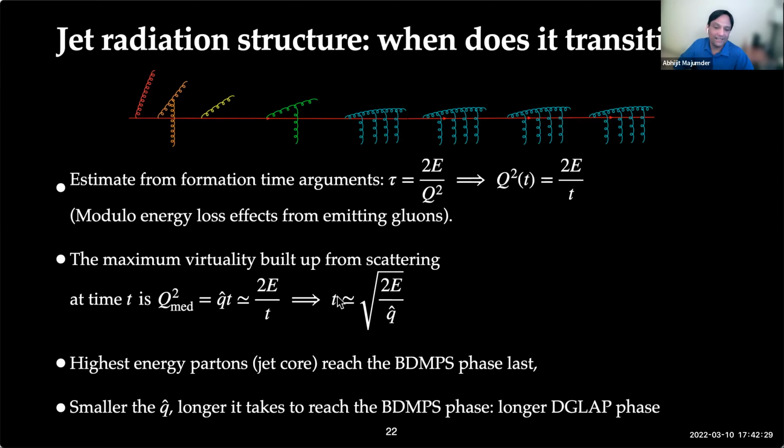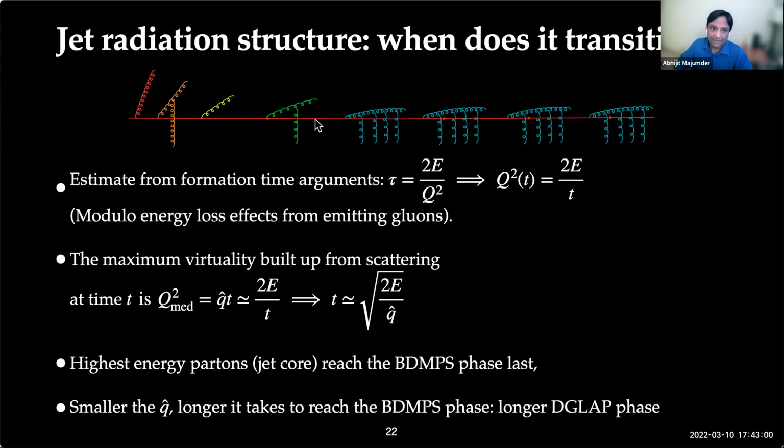And you find that the time at which the transition would take place would be square root of the energy over Q hat. And that's interesting because that would tell you that the more energetic the parton is, the longer it will be in this DGLAP phase, the later it will transition. The smaller the value of Q hat is, the longer you will be in this DGLAP-like phase. Okay.